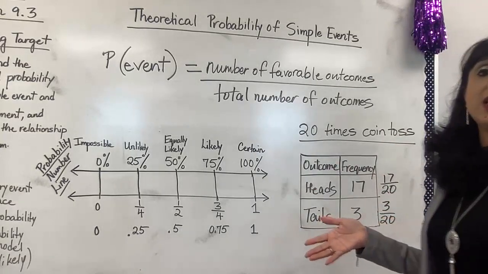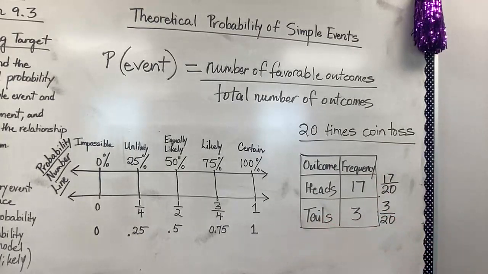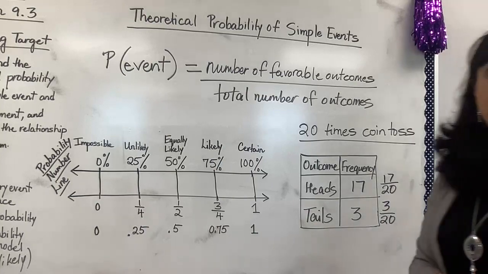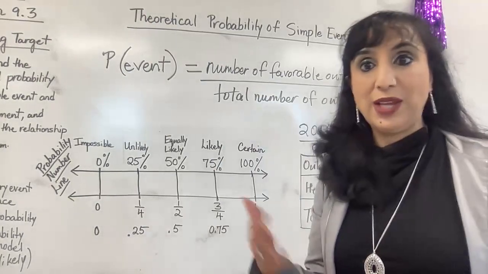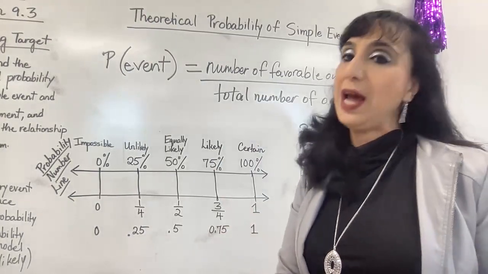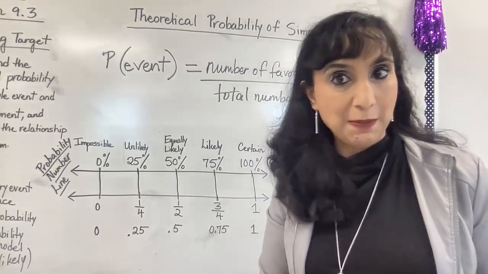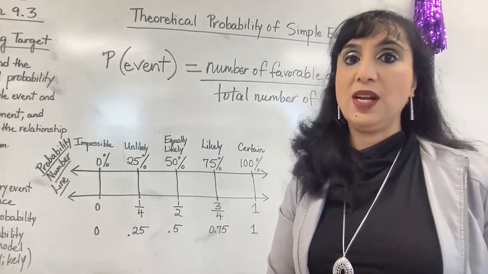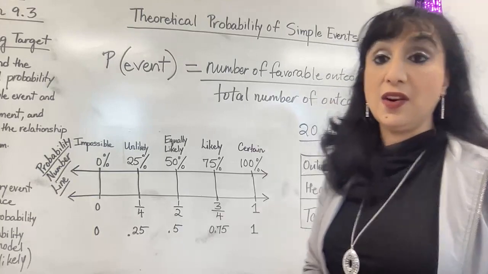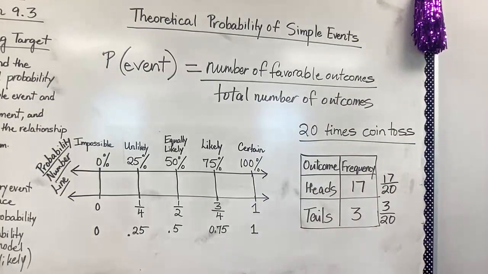So that is why this is relative frequency. But what is the theoretical probability? It is what you are expecting should happen when conducting an experiment. So that is the difference between the two, what should happen and what actually happens. And that's the difference between theoretical and relative frequency.